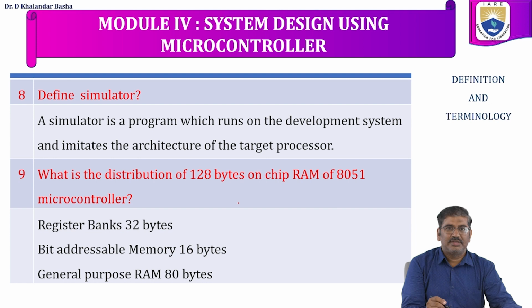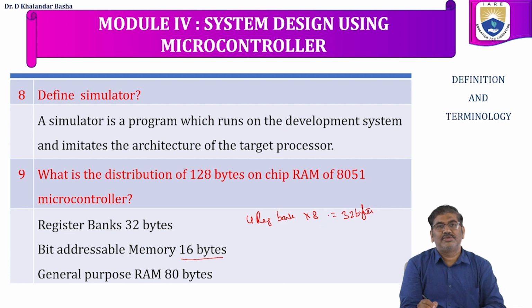What is the distribution of 128 bytes of RAM of 8051 microcontroller? It consists of 4 register banks, each of 8 registers. So a total of 32 bytes are reserved for the 4 register banks, followed by 16 bytes which are bit addressable as well as byte addressable. The remaining 80 bytes are general purpose RAM.